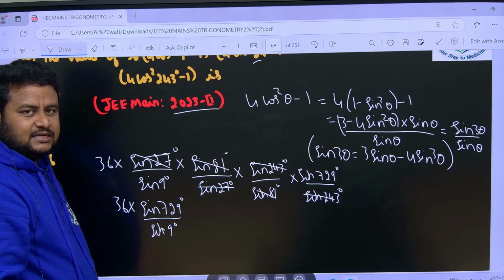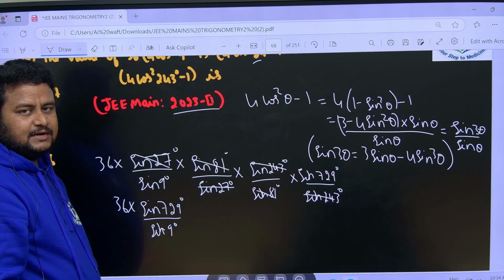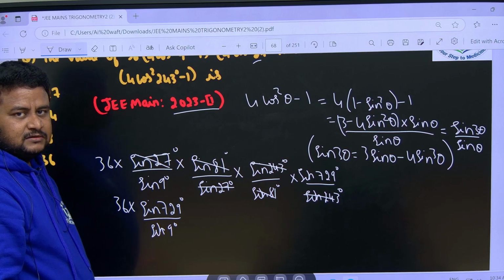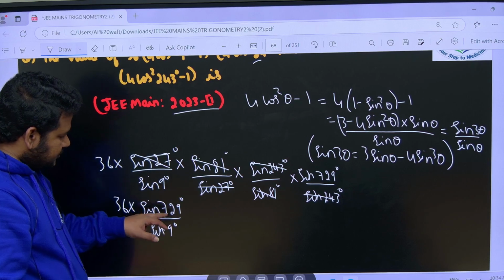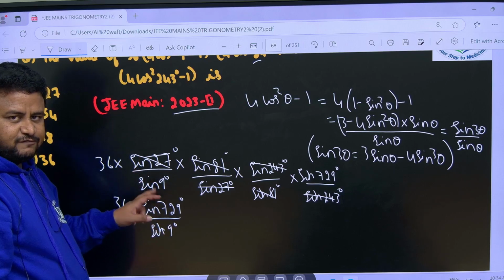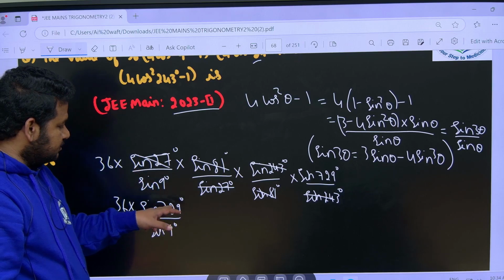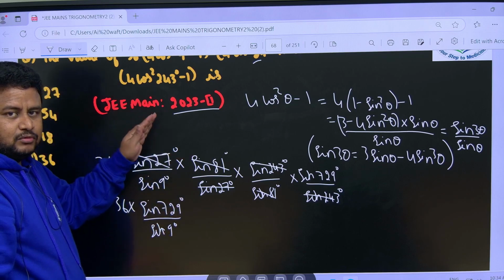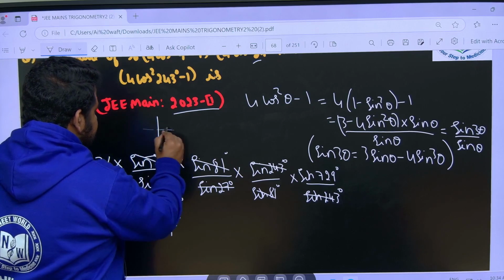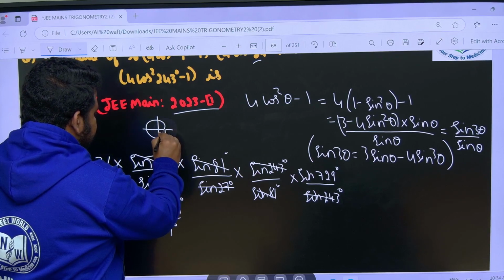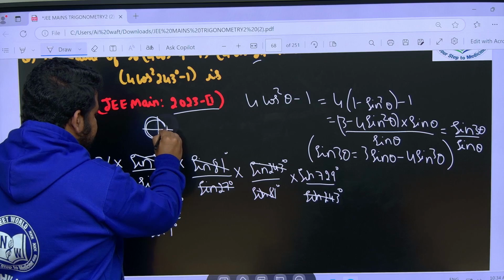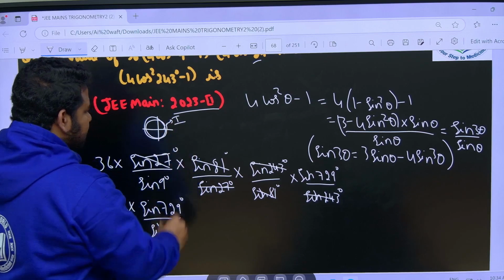729 degree can be written as 720 plus 9 degree. 720 is two full rotations. Here 360 is fourth quadrant, and again it is coming back, this is 720, and again here it is coming at 90 degree. This is the first quadrant. So in the first quadrant sine is positive.